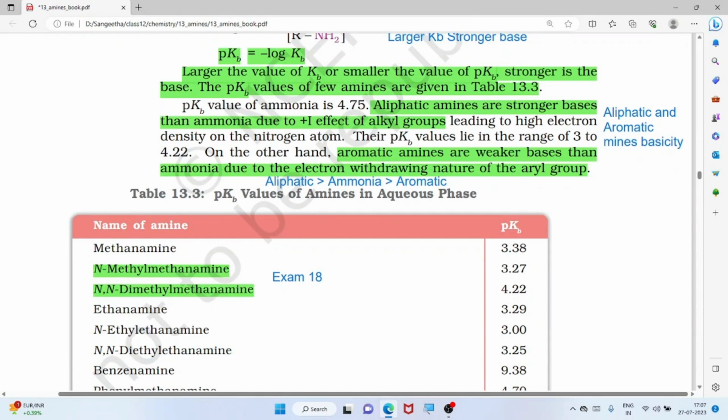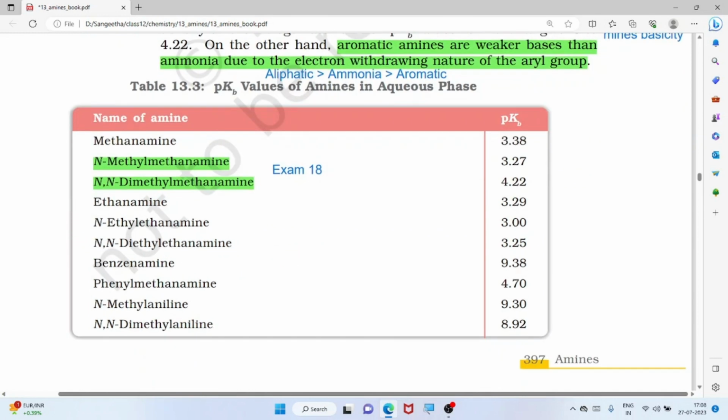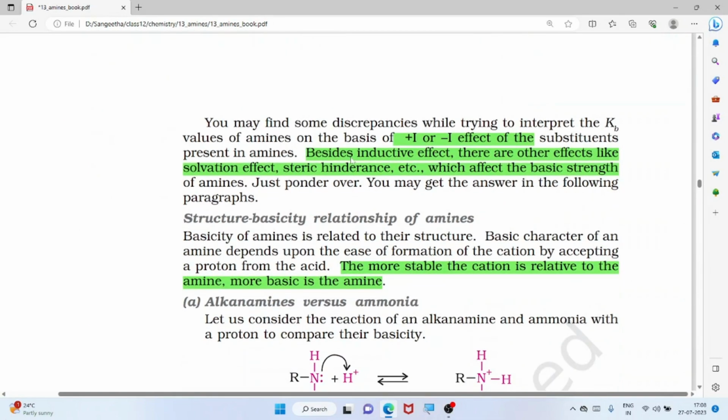Aromatic amines are weaker bases than ammonia due to the electron withdrawing nature of the aryl group, because there is resonance inside the aromatic ring. So the basic strength of aliphatic amines is more than ammonia, and ammonia is more than aromatic amines. With pKb values, lower means higher strength; with Kb, higher means higher basic strength. This is the positive inductive effect.